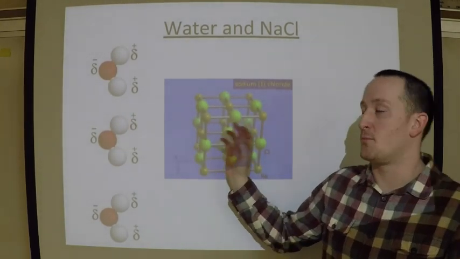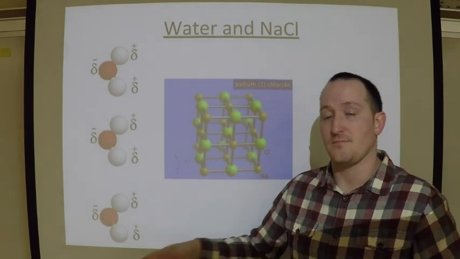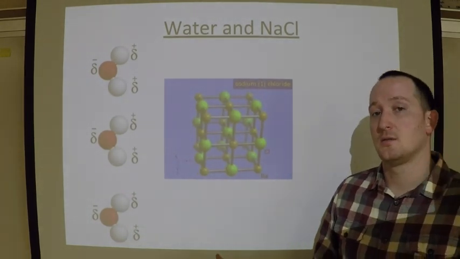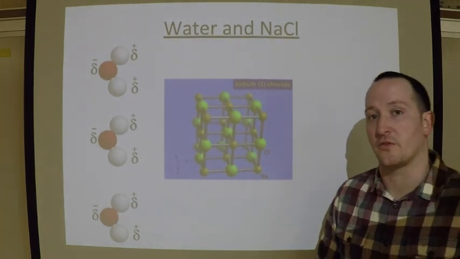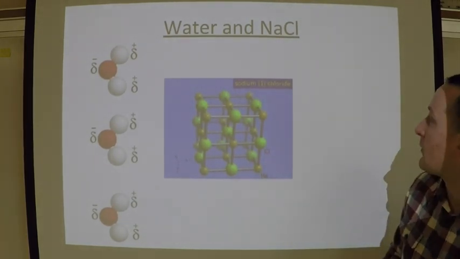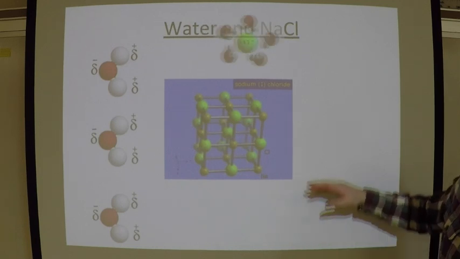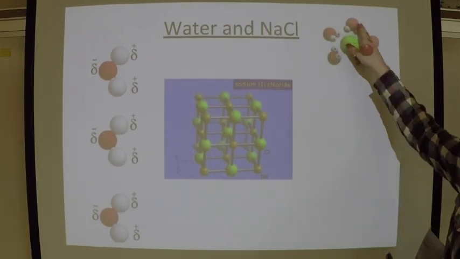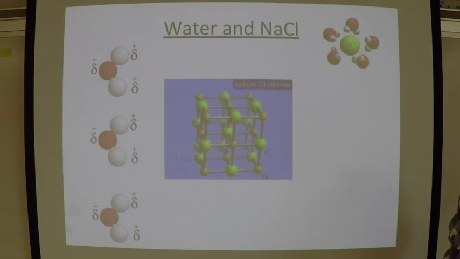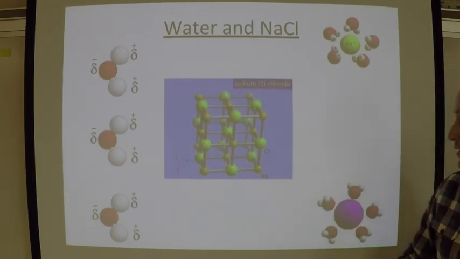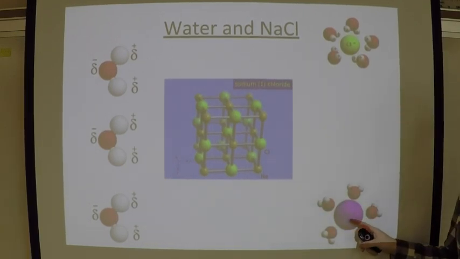Cl minus is more attracted to water than it is to the sodium ions, so it will leave. That's why sodium chloride will dissolve. Now here's what's really cool. I want you to look over here on the right side. Notice the orientation of these water molecules around the chloride compared to these water molecules around the sodium.